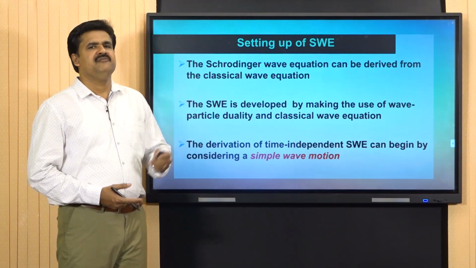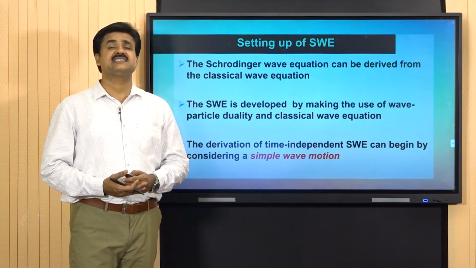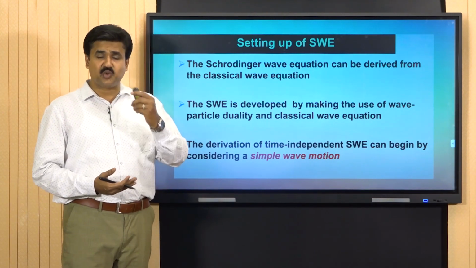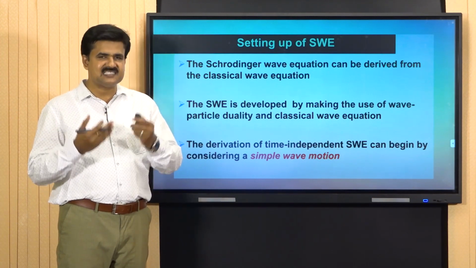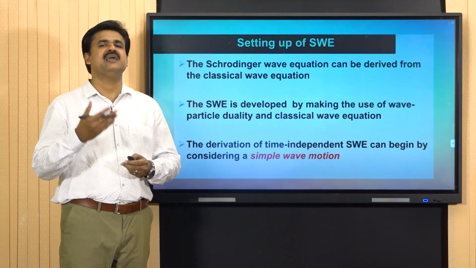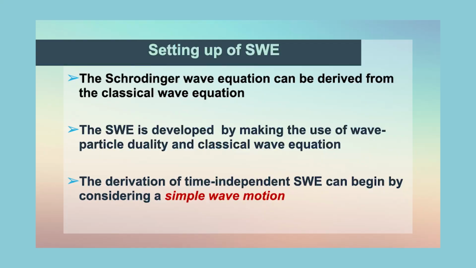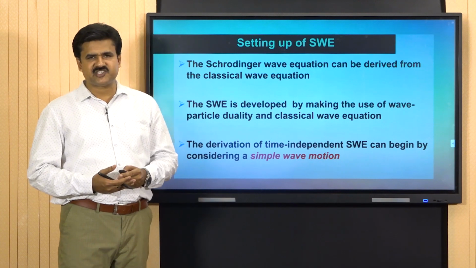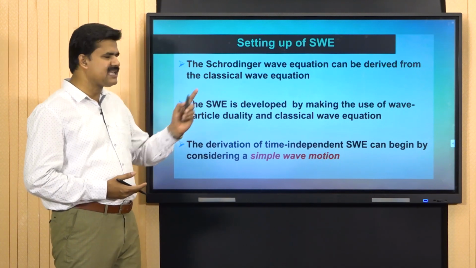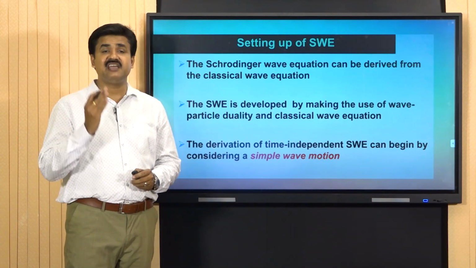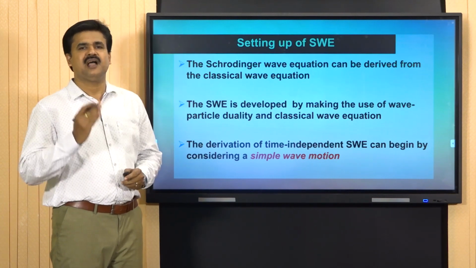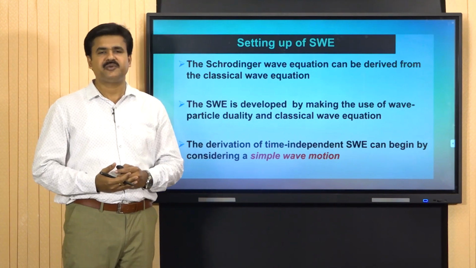Now, we can move on to the setting up of Schrodinger wave equation. That is, we are going to discuss about the derivation of the Schrodinger wave equation. The Schrodinger wave equation can be derived from the classical wave equation. The Schrodinger wave equation is developed by making the use of wave-particle duality and classical wave equation.